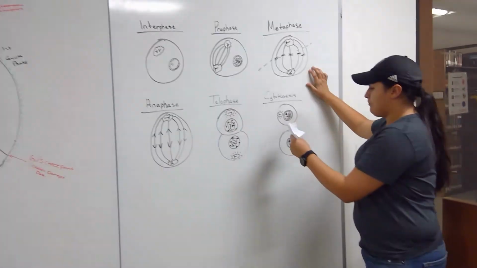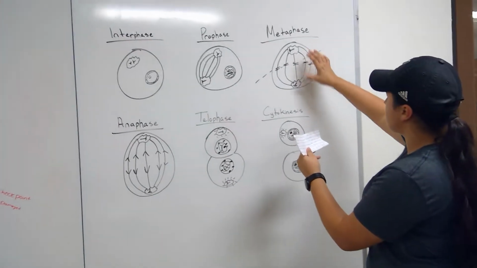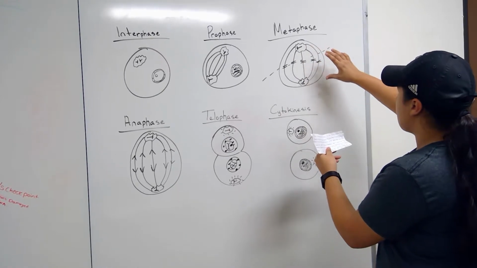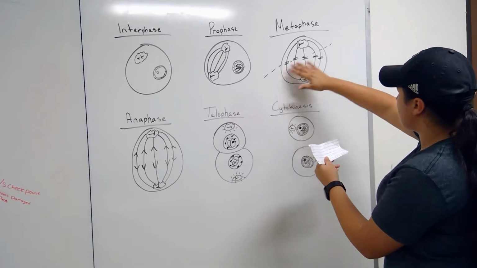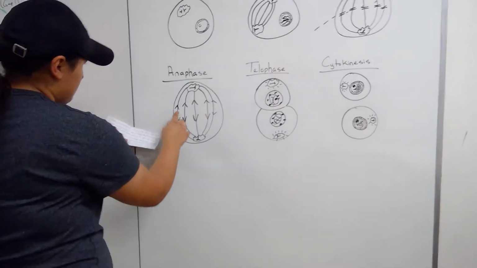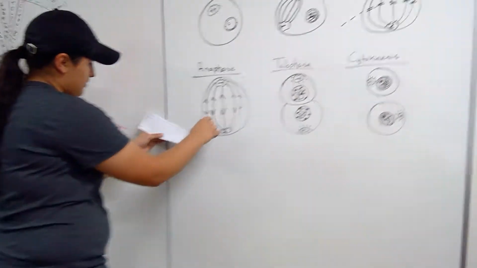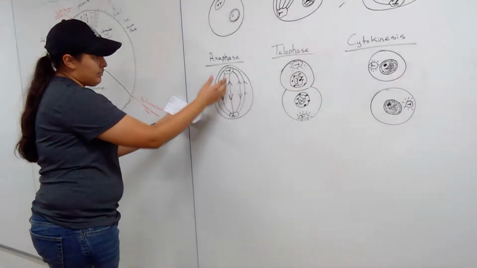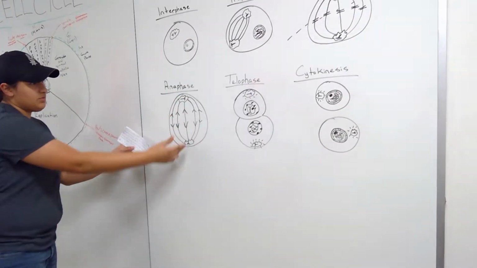Metaphase is when the chromosomes become attached to the spindle fibers, and they line up along the metaphase plate. Anaphase is when the two sister chromatids split, so that's the little V shape right here, and they go to the opposite sides of the poles, the chromosomes.